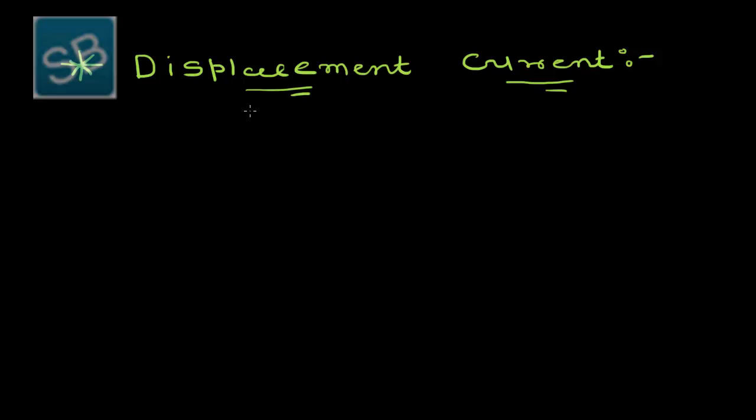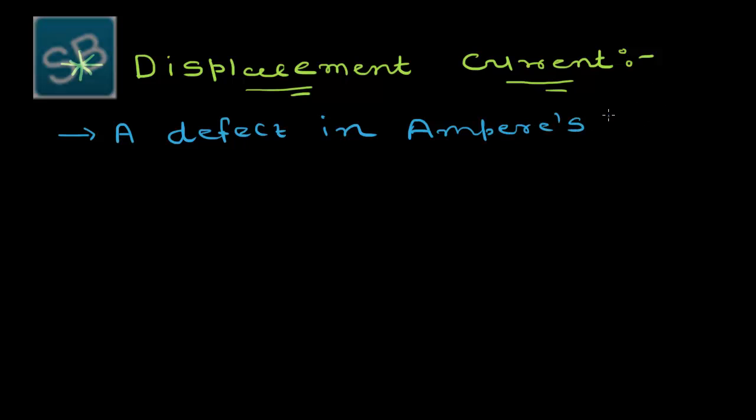Now the displacement current. We have studied the effect in Ampere's law, or we can say that it was a defect in Ampere's law. Now Maxwell had an appeal about that missing term, and the answer was that there is a missing term in the case of displacement current.